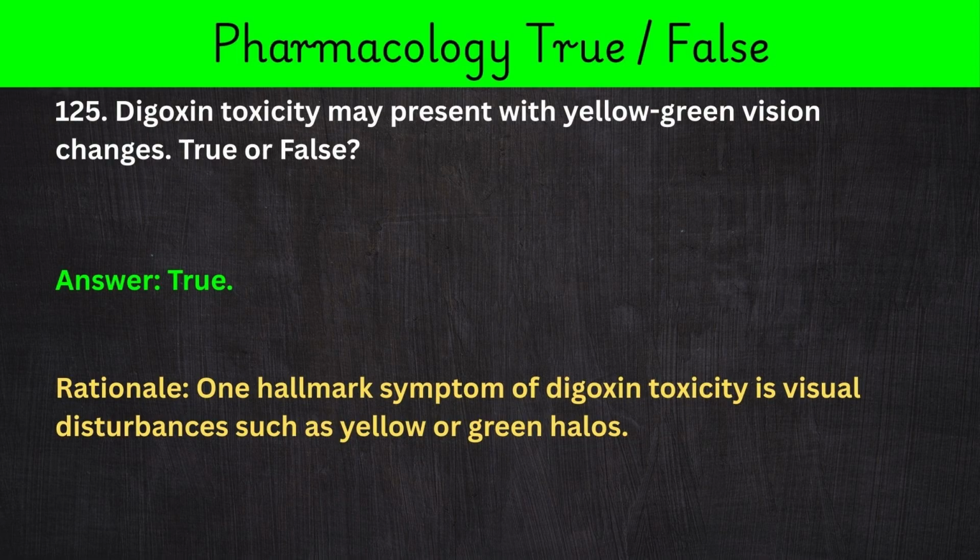True or false? Answer: true. Rationale: one hallmark symptom of digoxin toxicity is visual disturbances, such as yellow or green halos.